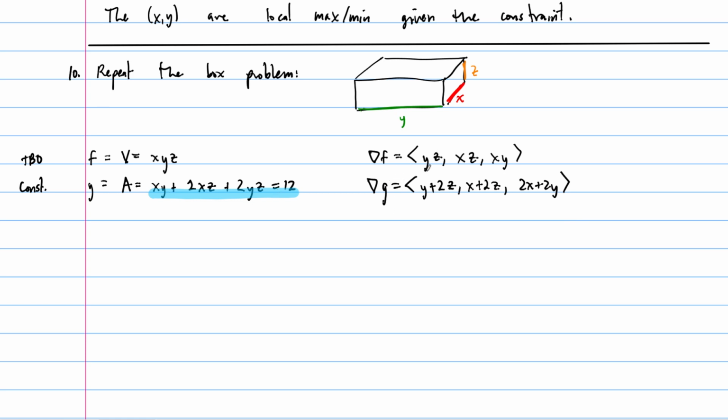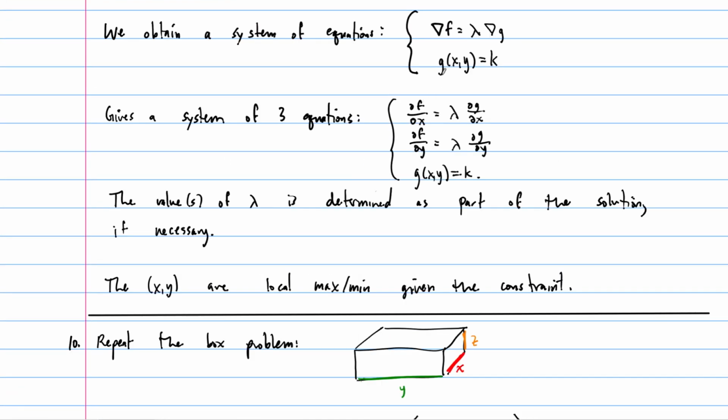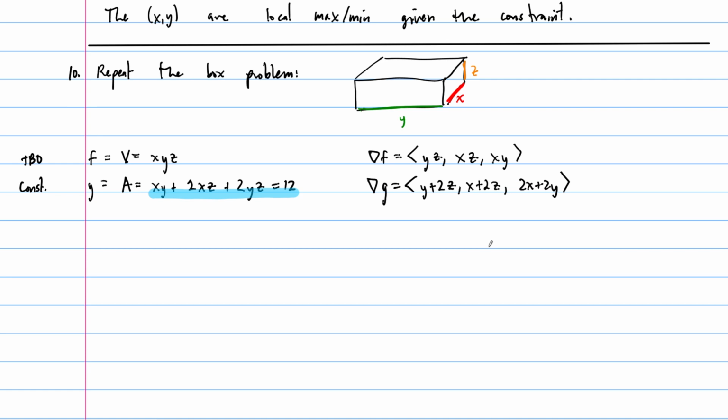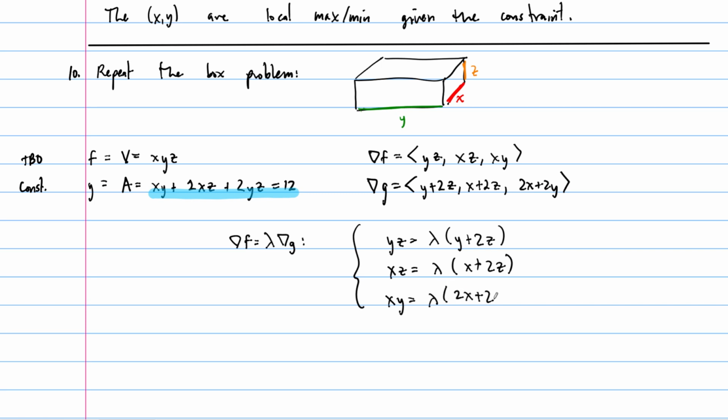All right, now we need to make our system of equations, right? This is one of our equations. The other three come from setting these equal, but not exactly equal, right? We need the lambda. So gradient f equals lambda times gradient g. It could be rearranged, but we can do it either way. This is going to give us the following system. y times z is going to equal lambda times (y plus 2z). x times z is going to equal lambda times (x plus 2z). And then x times y is equal to lambda times (2x plus 2y).